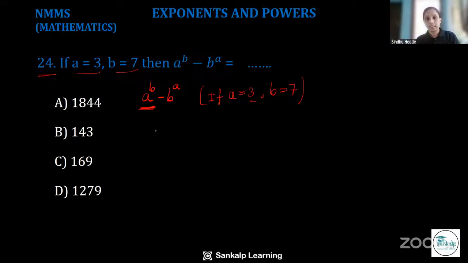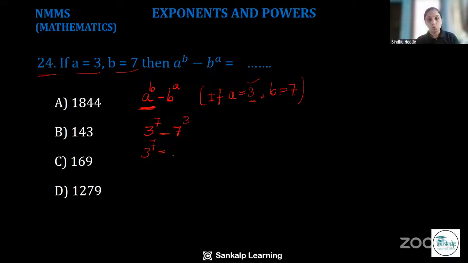A is 3 and our B value is 7. So 3 raised to 7 minus B raised to A. B is 7, A value is 3. So 7 cube. Now we have to find out the value for 3 raised to 7 minus 7 cube. Okay, let me see. 3 raised to 7 is nothing but you should multiply 3 with 7 times. Okay, 3 should be multiplied with 7 times.